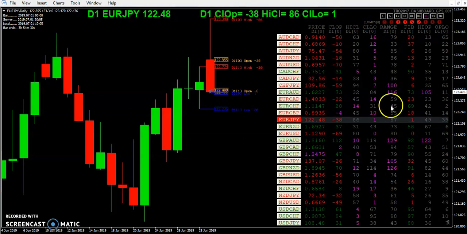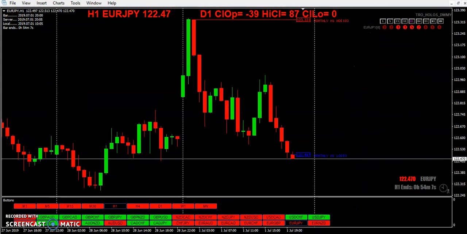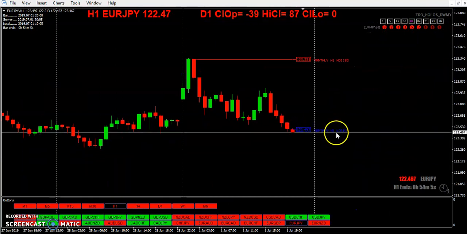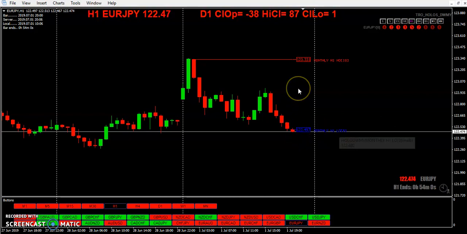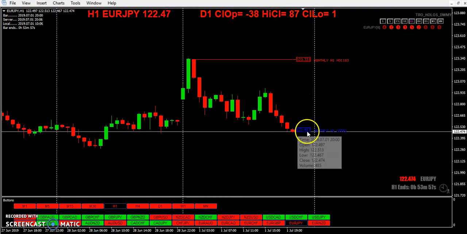Range 87, but we have 5 over 100, so it looks like things have picked up a bit. We're now in that lower wick zone of the previous day's candle. You see we exited the upper, returned, exited the upper on the downside, and now we're in the lower. Monthly H1 lowest open just got put in here because it's the first day of the month. So look for a reversal at 122.47.